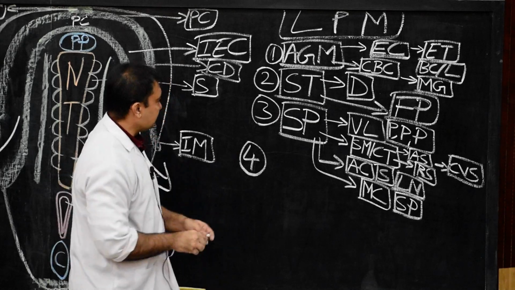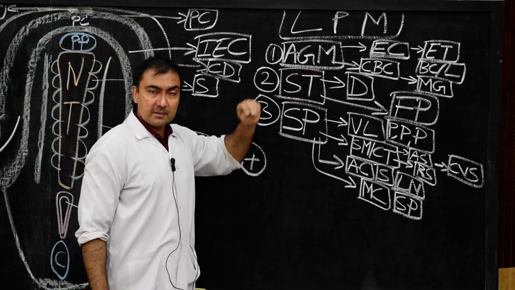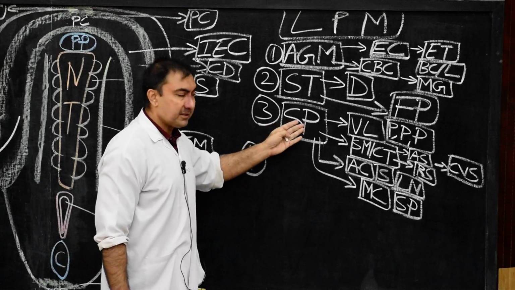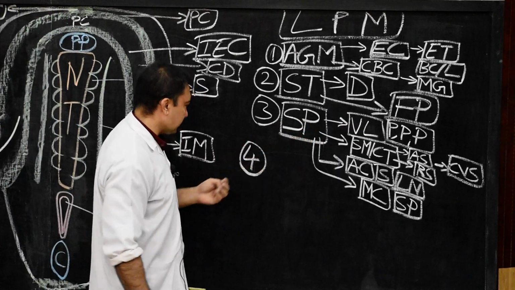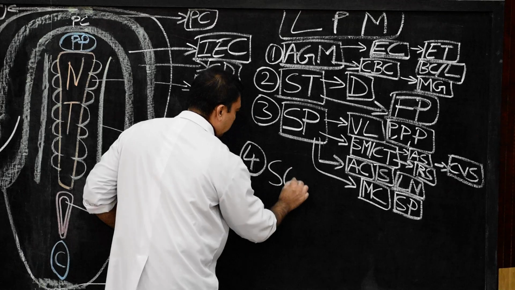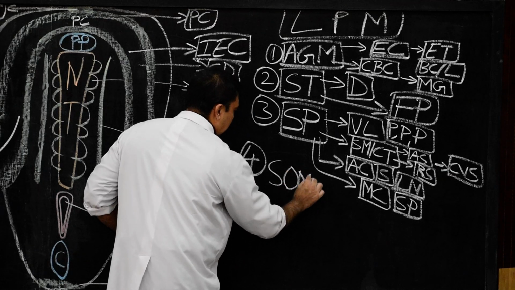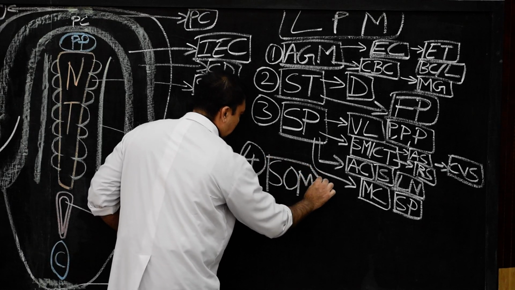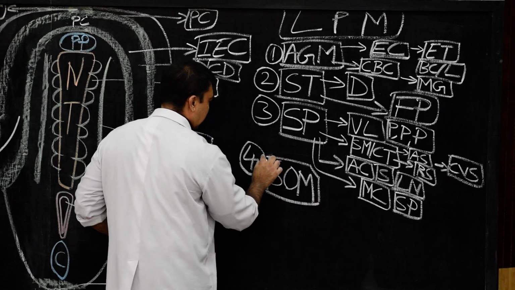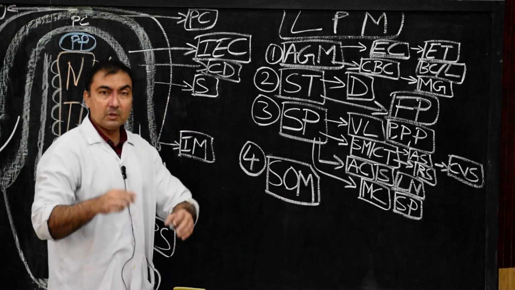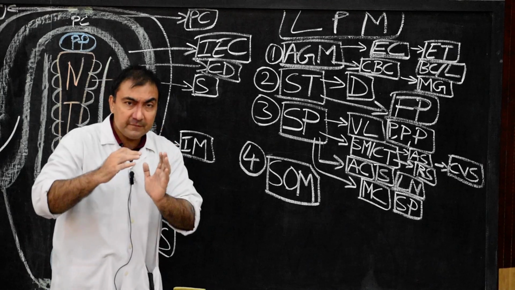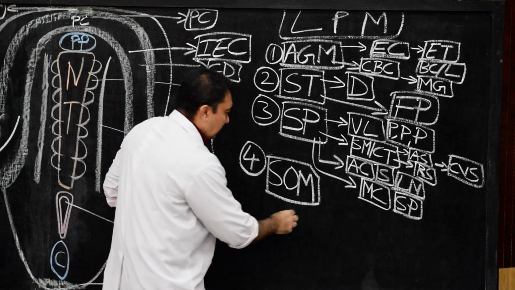Now number 4, the structure number 4 from lateral plate mesoderm. Structure number 3 was the splanchnopleuric layer of lateral plate mesoderm. Now structure number 4, the somatopleuric layer of lateral plate mesoderm. What will it develop into? Slowly we are going. Very interesting.